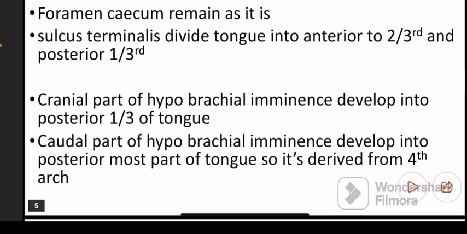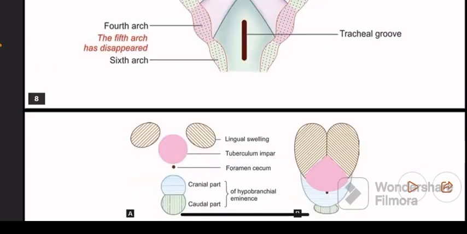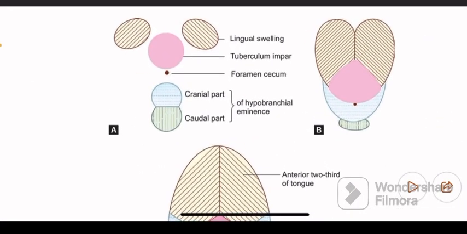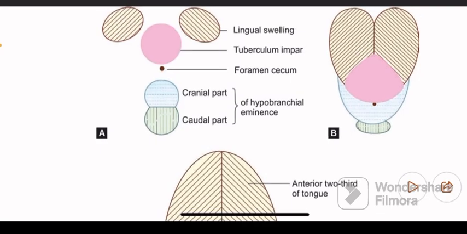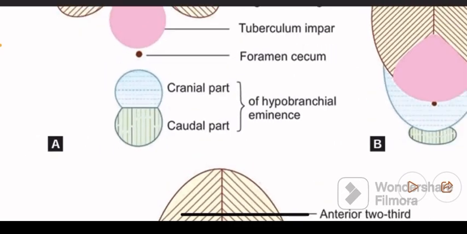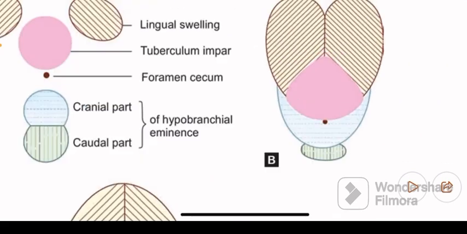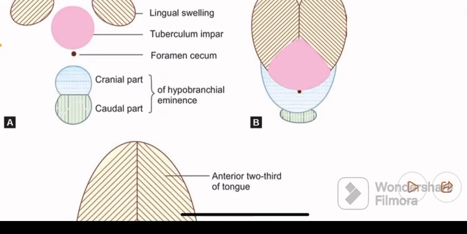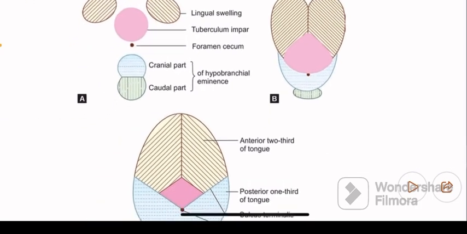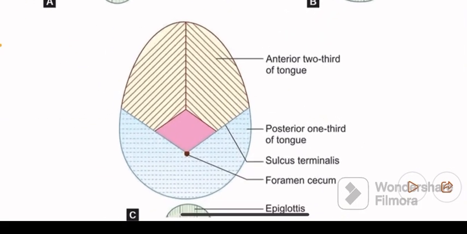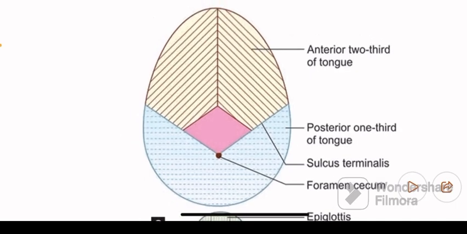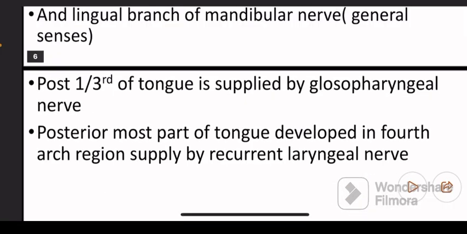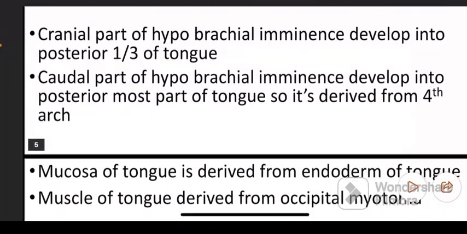Now look at the diagram showing the two lingual swellings. These are two lingual swellings, and the hypobranchial eminence is also shown. In the second diagram, the lingual swellings get bigger and fuse to form the anterior two-thirds of tongue. In diagram C, it is clearly seen that the anterior two-thirds and a well-developed tongue is formed. Now we are going to discuss how mucosa and other structures are developed.